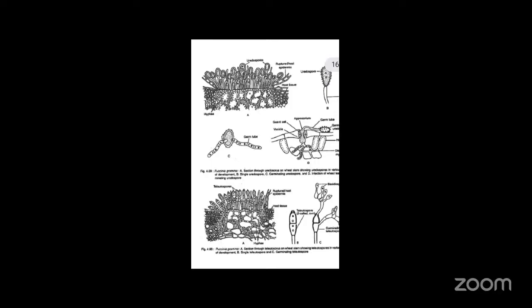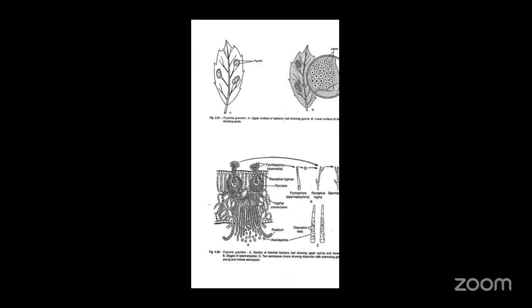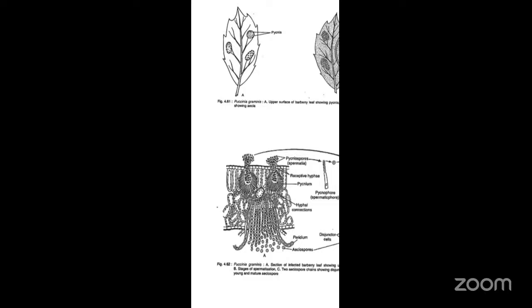So here, on the aeciospores, I have shown the diagram. See here. So this one is the lower surface area. This one is where the spores appear.